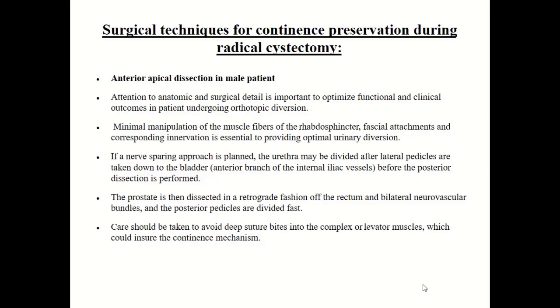If a nerve-sparing approach is planned, the urethra may be divided after the lateral pedicles are taken down to the bladder, at the anterior branch of the internal iliac vessel, before the posterior dissection is performed. The prostate is then dissected in a retrograde fashion off the rectum, and the bilateral neurovascular bundles and the posterior pedicles are divided first. Care should be taken to avoid deep suture bites into the dorsal venous complex or the levator muscle, which could compromise the continence mechanism.